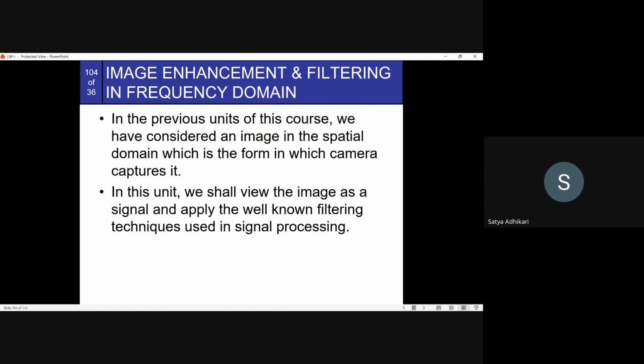Then, image enhancement and filtering in the frequency domain. We have already discussed the same thing in the spatial domain. Please recall that there are two domains: one is the frequency domain, one is the spatial domain. In the previous unit of this course, we considered an image in the spatial domain, which is the form in which the camera captures it. In this unit, we shall view the image as a signal and apply the well-known filtering techniques used in signal processing.